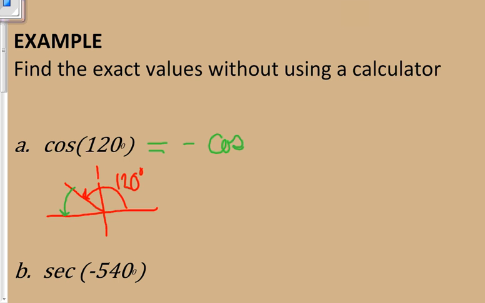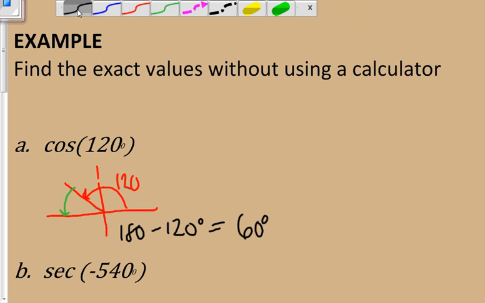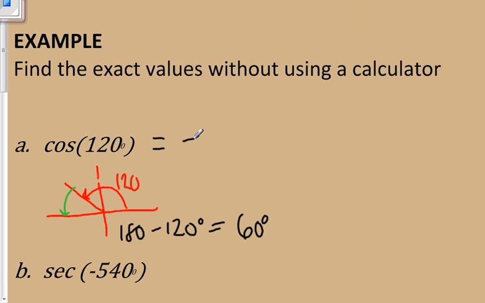I'm going to go back to black because that green is not doing much for me. Okay, so the reference angle, the way we do it is 180 minus 120. So our reference angle is going to be 60 degrees. So this is equal to the negative, because we're in quadrant 2, cosine of 60 degrees. And we know the cosine of 60 degrees is 1/2, so it's a negative 1/2.